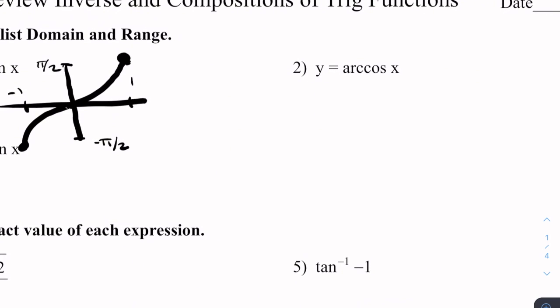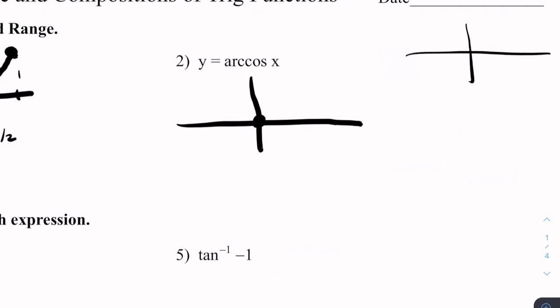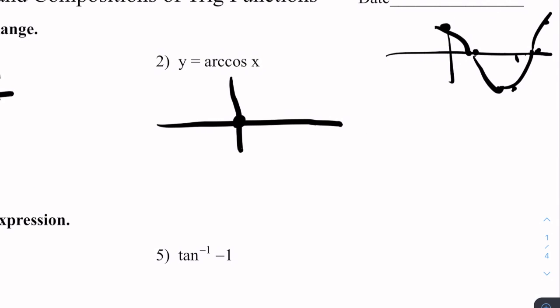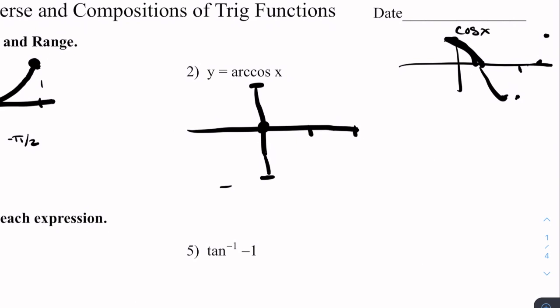Our cosine is similar, but instead of from negative pi over 2 to positive pi over 2, cosine allows us, if we graphed the cosine wave, that doesn't pass the horizontal line test, but if I restrict it from 0 to pi, it does. So looking at the graph of cosine, we see the y values are still from -1 to +1. So our x values are going to be from -1 to +1. But our outputs are from 0 to pi.